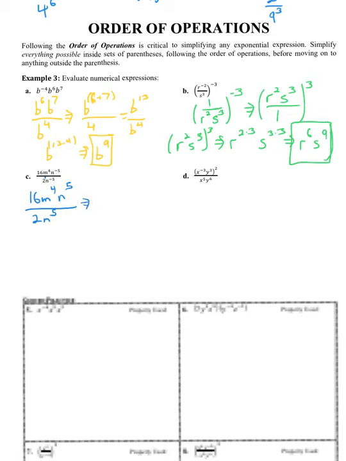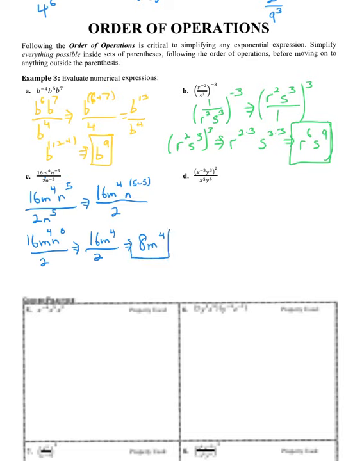Okay? For this one, m to the 5, we can write as 5 minus 5. And we end up getting n to the 0 power, which we talked about already. Anything to the 0 power is just going to be 1. So we're left with 16m to the 4th over 2. And then we could simplify 16 divided by 2. That's going to be 8. So this simplifies all the way to 8m to the 4th.